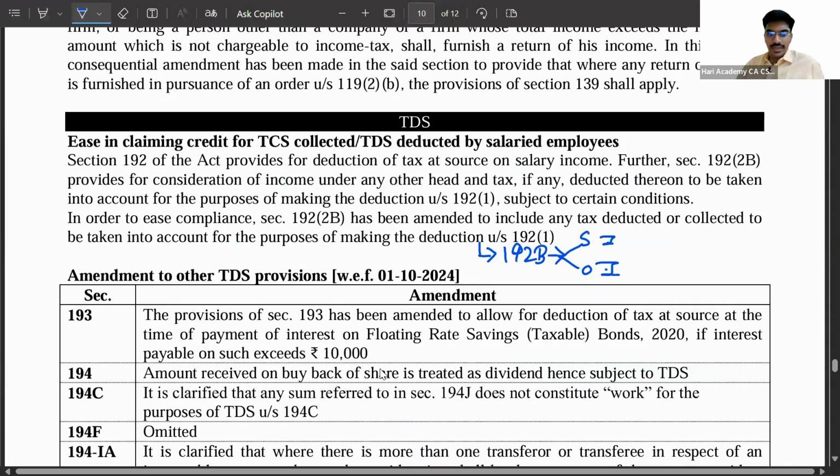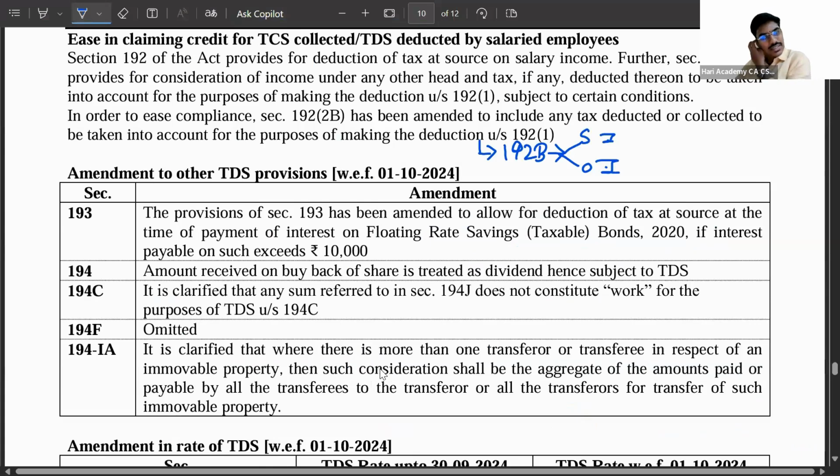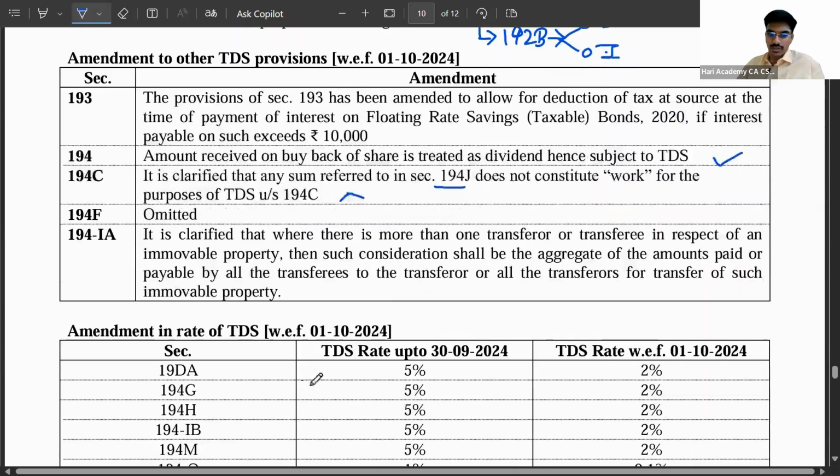Next is in relation to this buyback. Since the taxability has been shifted, it is also now subject to 194 TDS deduction. Here they have clarified that 194J does not constitute work for the purpose of 194C. They are excluding 194C and 194J, and all the other amendments. This one will be important.